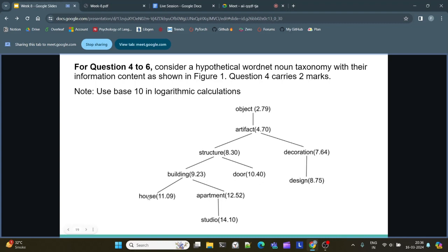Let's take something else. Say between house and door. Now we are dealing with these two concepts. What would be the path length? So 1, 2, 3. 3 would be the path length. Actually, it is the number of edges that you need to traverse in order to connect these two concepts. Similarly, between structure and design, there are again 3 edges, so the path length would be 3.